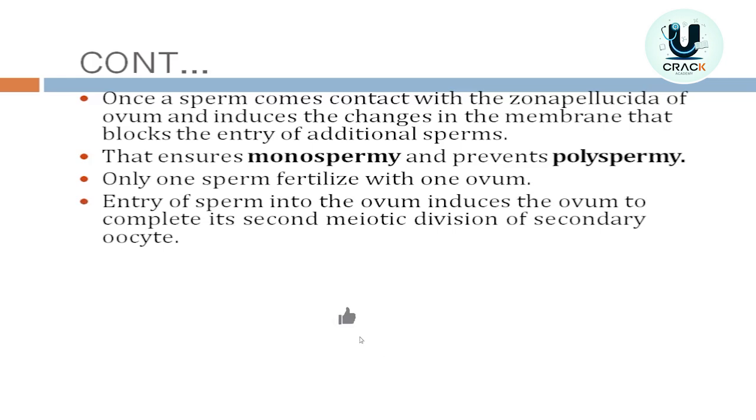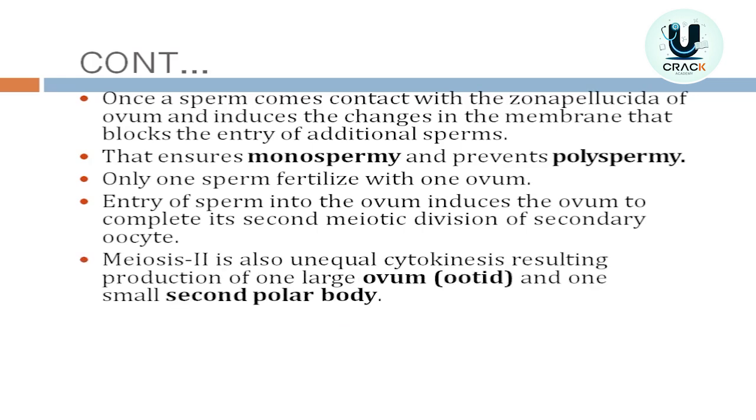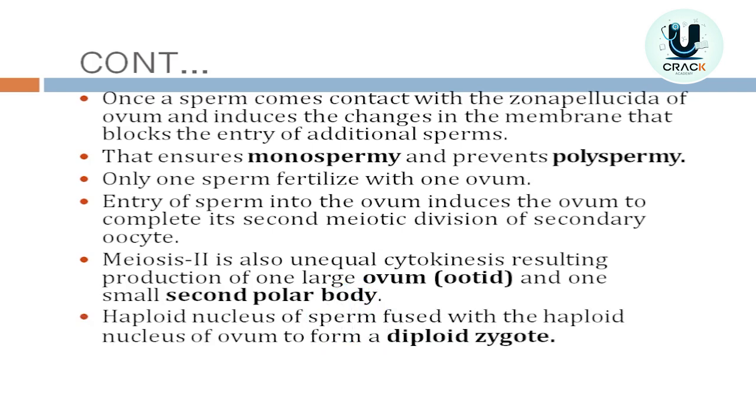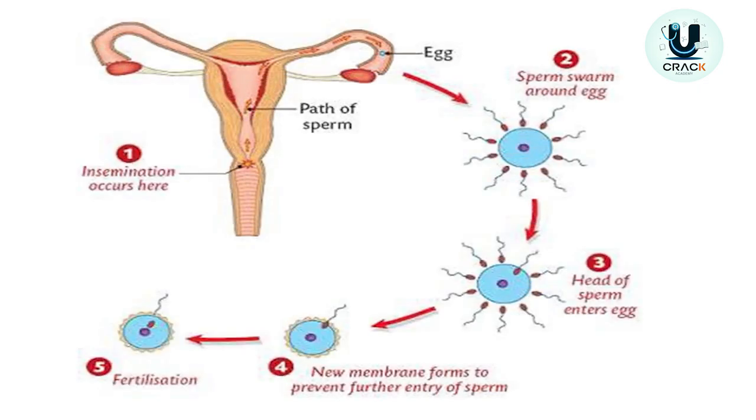The entry of the sperm into the ovum induces the ovum to complete the second meiotic division of the secondary oocyte. Meiosis II is also unequal cytokinesis, resulting in the production of one large ovum and one small second polar body. The haploid nucleus of the sperm fuses with the haploid nucleus of the ovum to form a diploid zygote, which we have discussed in the last part.